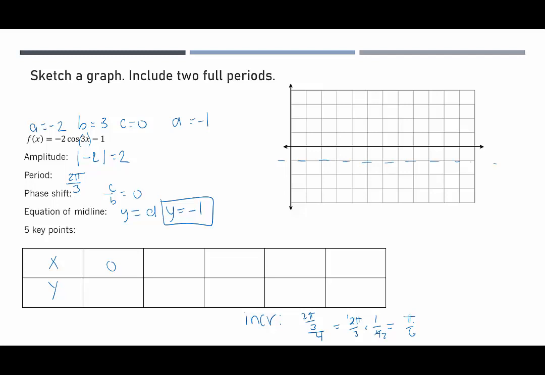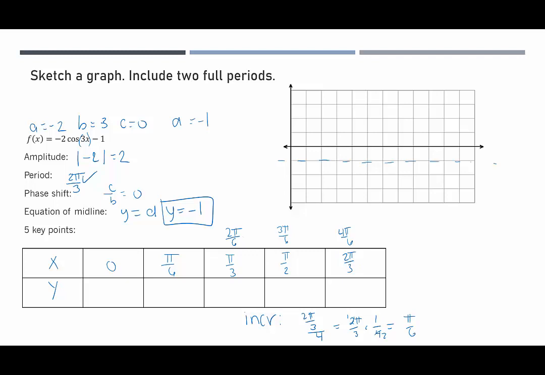We're going to add pi over 6. 0 plus pi over 6 is pi over 6. Pi over 6 plus pi over 6, that's 2 pi over 6, which I'm going to simplify down to pi over 3. Then it's going to be pi over 3 plus pi over 6. I'll use my unsimplified version. So 2 pi over 6 plus pi over 6 is 3 pi over 6, which is pi over 2. And then I'm going to use the unsimplified because I'm adding another pi over 6. That's going to be 4 pi over 6, which is 2 pi over 3. Is that what I was expecting for that end? Yes, it matches the period, so I feel really good about that.